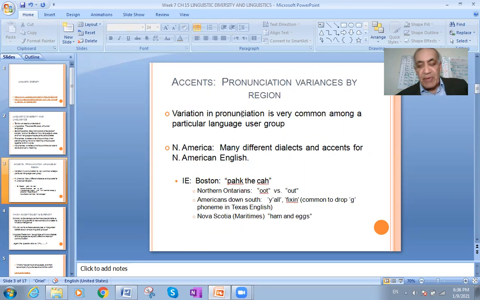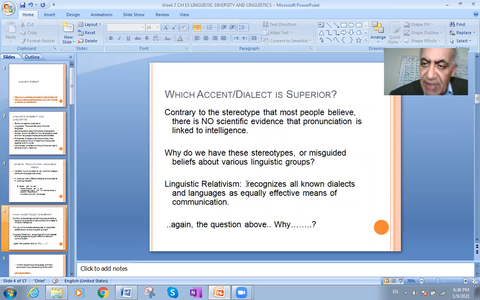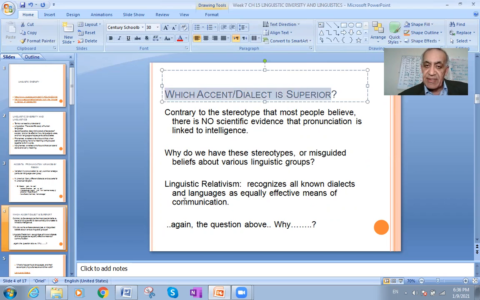Variation in pronunciation is very common among a particular language users group. Like you see now, the Filipinos when they talk English, the Indonesians, the Pakistanis, the Indians, everyone has his own accent. Even the North Americans and the South Americans have their own accent and local dialect of how they pronounce the English. Is there a superior accent or dialect? There is no superior dialect.